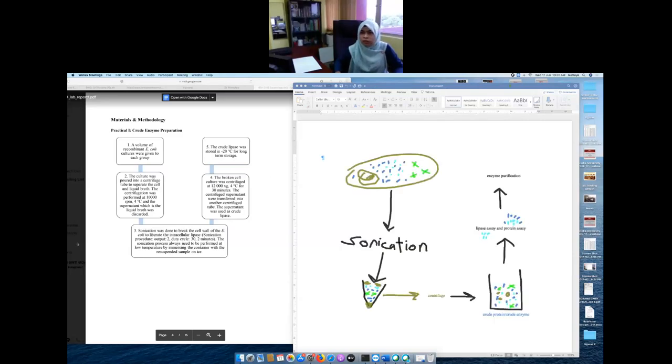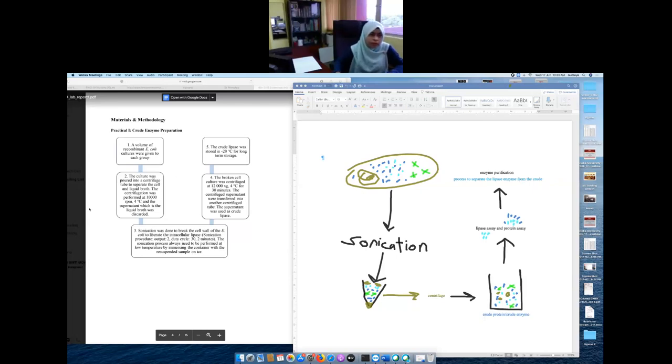This enzyme purification basically is the process to separate all of them, so that we will have only lipase. Enzyme purification is the process to separate the lipase enzyme from the crude. This is the crude. It's a process to separate the lipase enzyme from the crude.